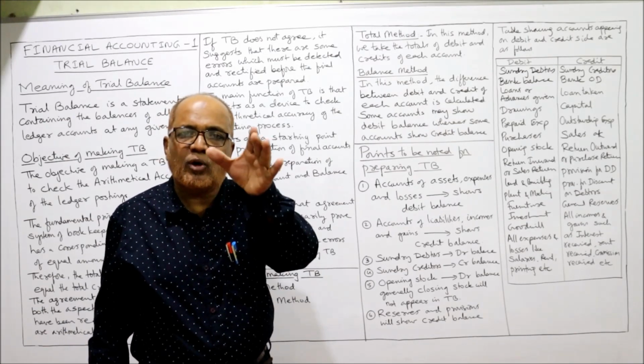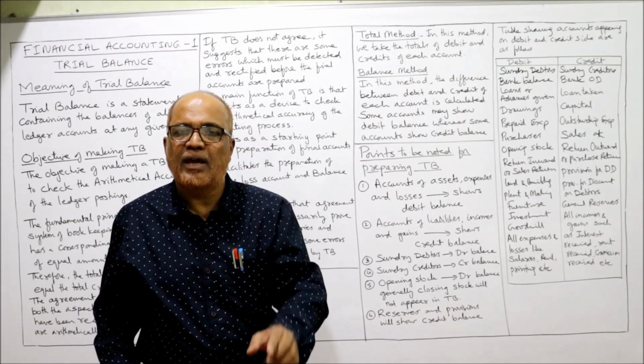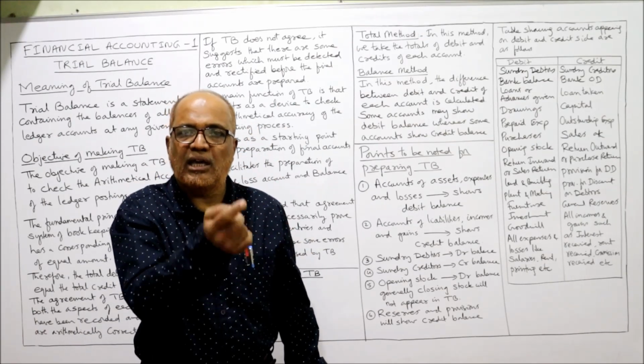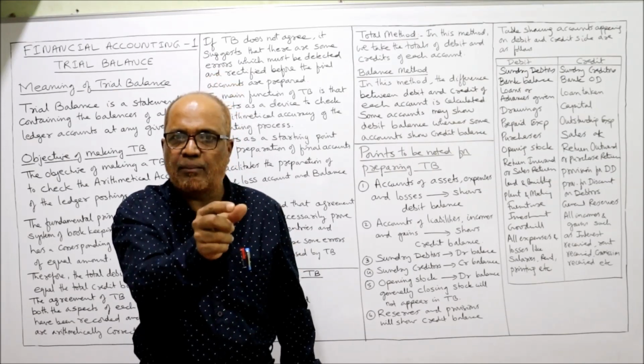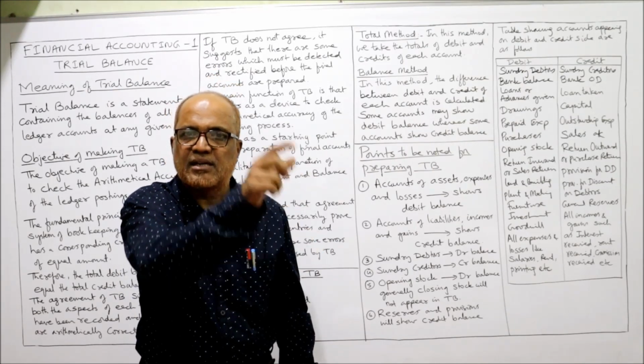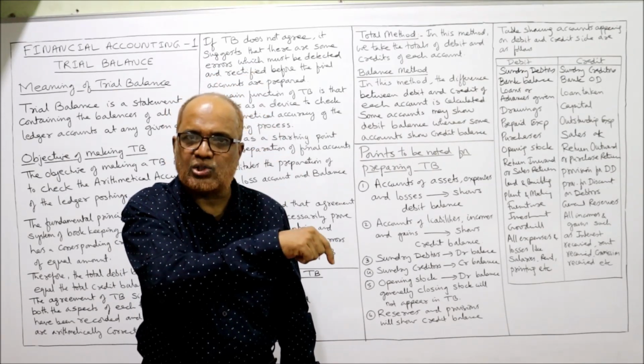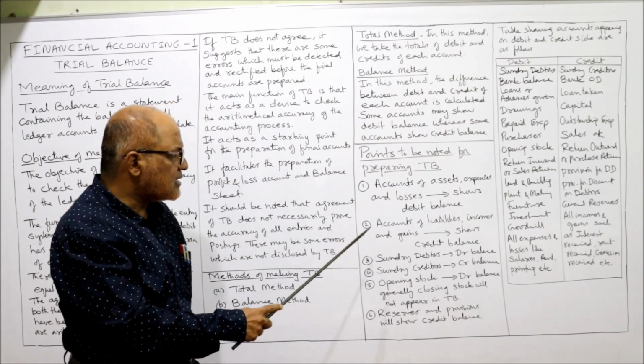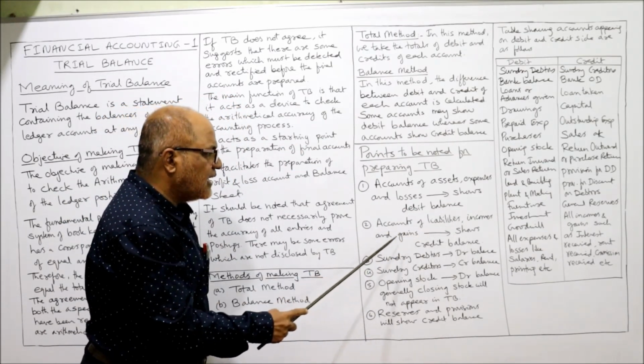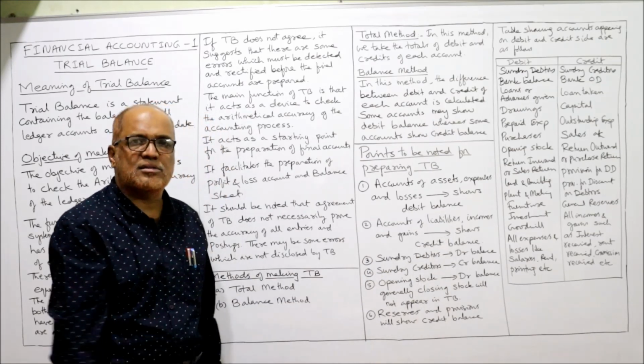Now in the next video, I am going to solve the problem on trial balance. In that case, you have to remember this point. If it is an asset, take it in the debit column. If it is an expense, take it in the debit column. If it is a loss, take it in the debit column. Second, accounts of liabilities, incomes and gains show credit balance.